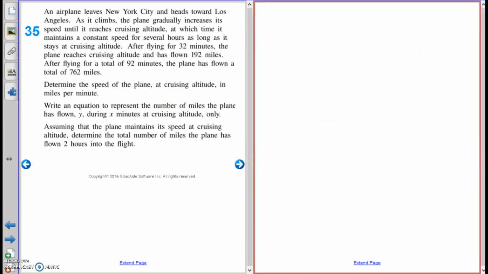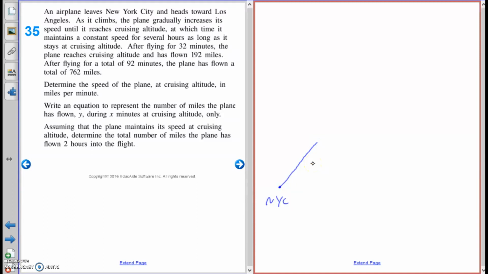So an airplane leaves New York City and heads towards Los Angeles. As it climbs, the plane gradually increases its speed until it reaches cruising altitude. Now, cruising altitude means it stops climbing up; it just simply goes straight. So it tells us that the plane takes off. So here's the ground at NYC, and it climbs in the air until it reaches it.